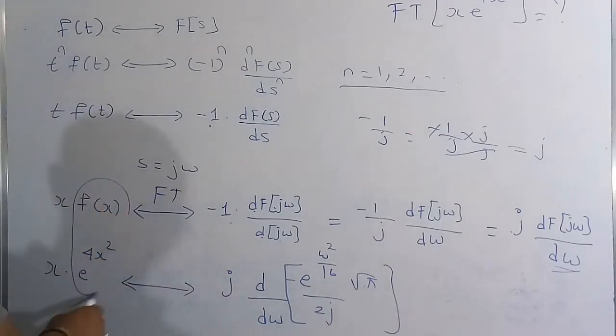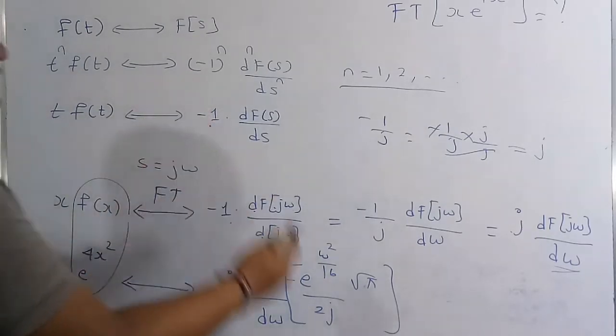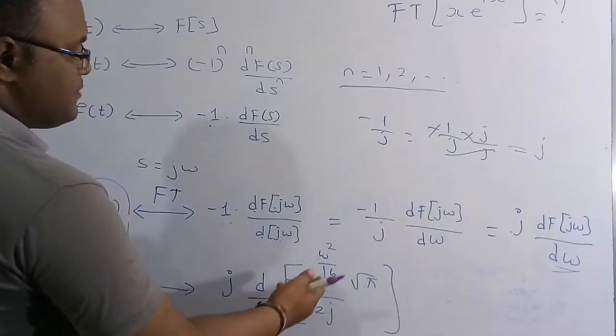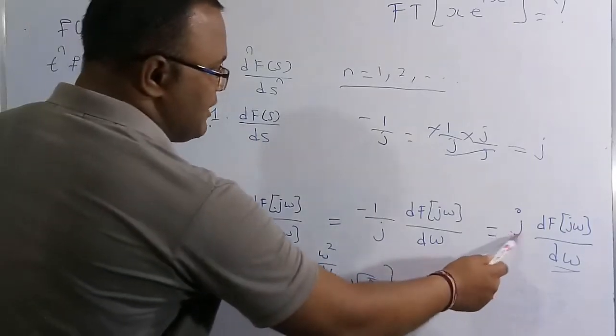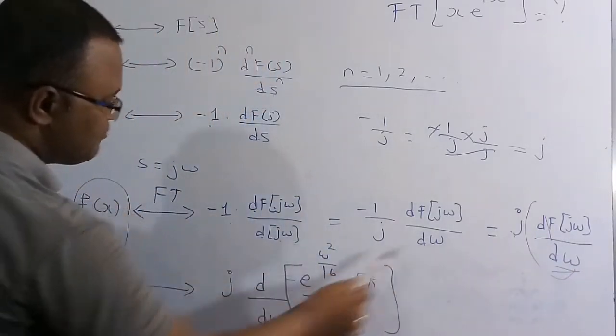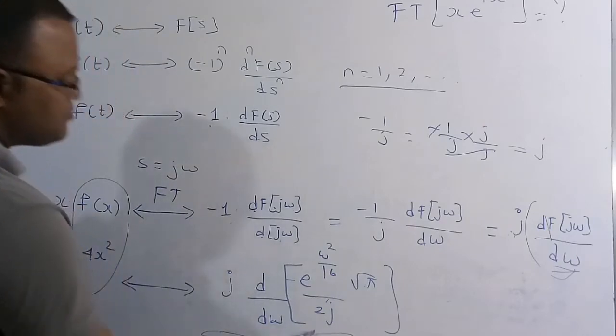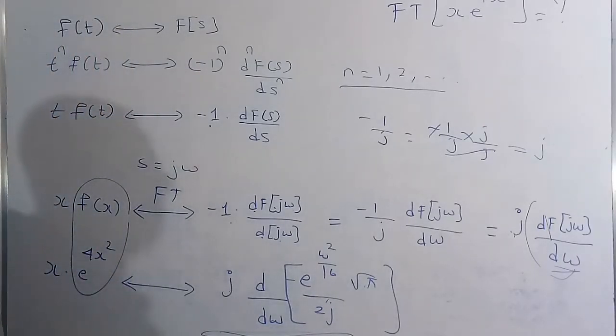So f of x is nothing but e to the power of 4x square. For this e to the power of 4x square, the Fourier transform is what we just derived, which is minus e to the power of omega square by 16 into under root over pi by 2j. So we have to do the differentiation d by d omega of this term and multiply by j. We have to solve this expression to get the Fourier transform of x into e to the power of 4x square.